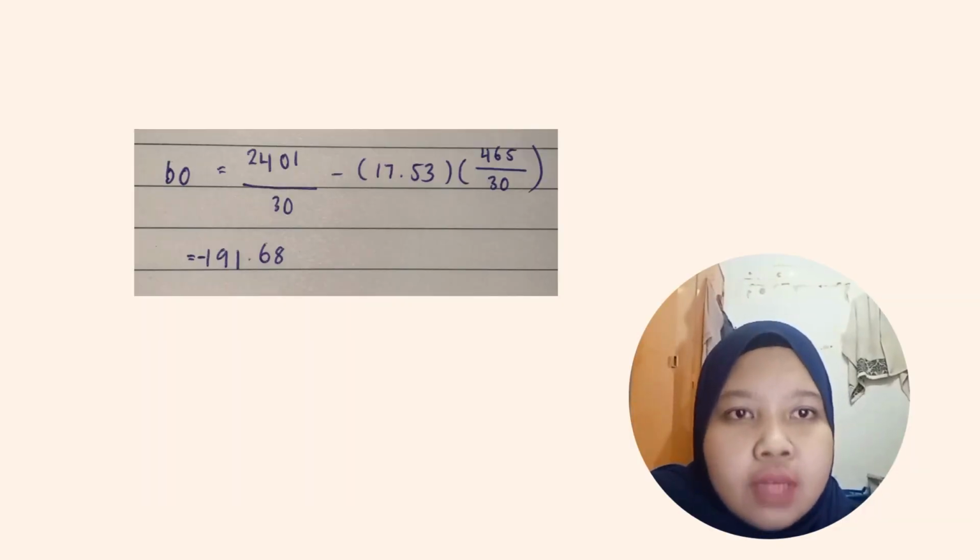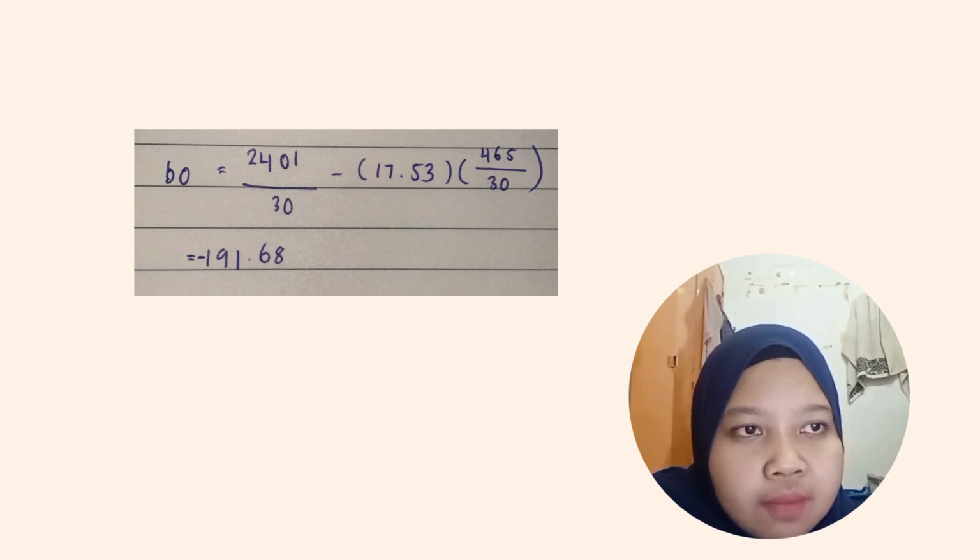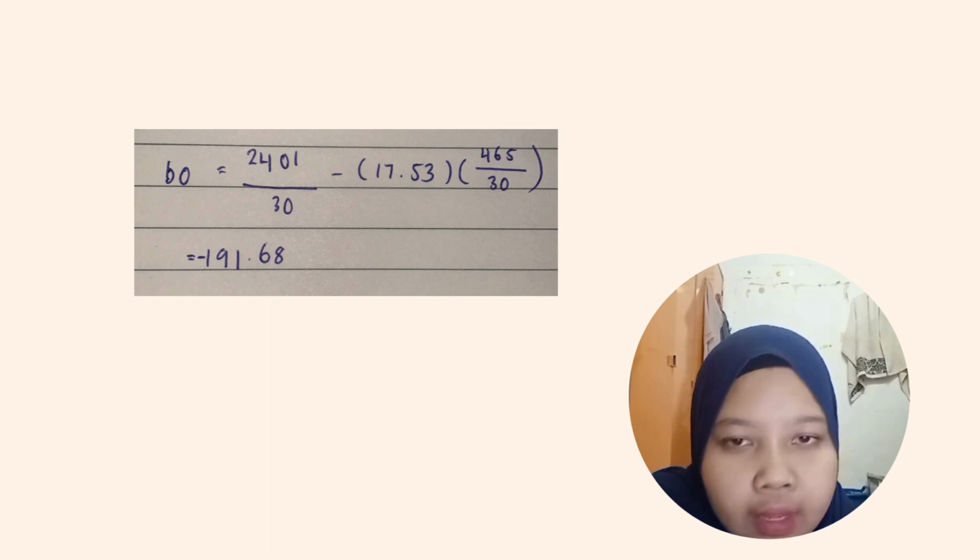I will continue with the next, which is B0. Formula for B0: 401 divided by 13 minus bracket 11.53 bracket 465 bracket divided by 13 bracket, and then we got the answer 181.6968.